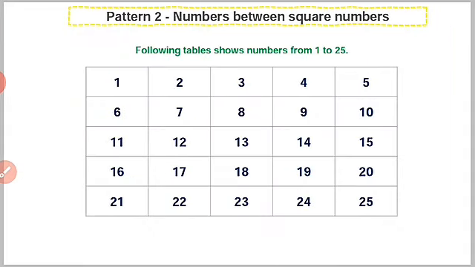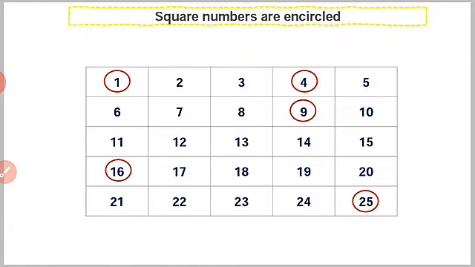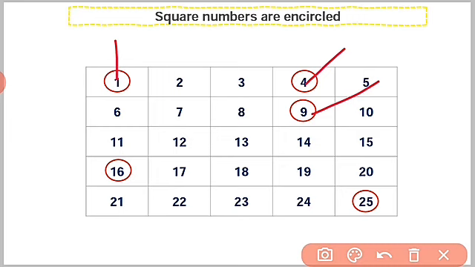Now let us take another pattern, numbers between square numbers. The following table shows numbers from 1 to 25. Now try to circle those numbers which are square numbers. So out of 25 there are a total of 5 square numbers: 1, 4, 9, 16, 25.